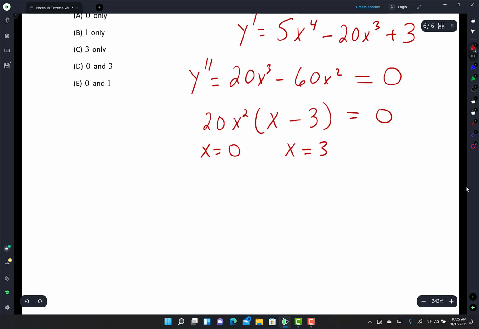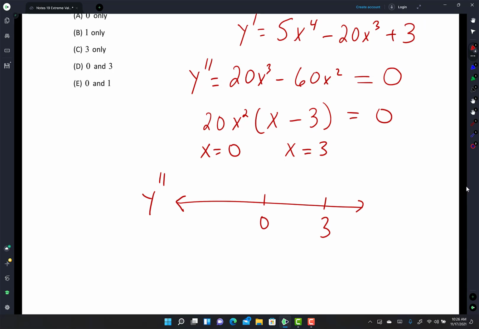So here we go. I draw a sign chart or railroad tracks or whatever you want to call it. Yeah, number line. Let me call it y prime prime. And I'm going to put 0 and 3. And I'm just choosing numbers to the left and to the right of that. So do I even have to worry about 20x squared? It's always going to be positive. So don't even worry about it.